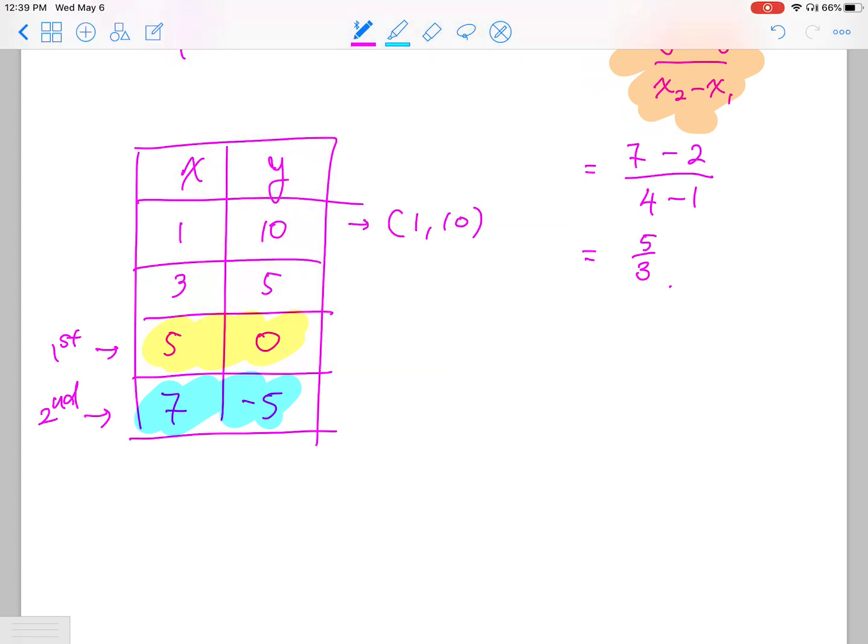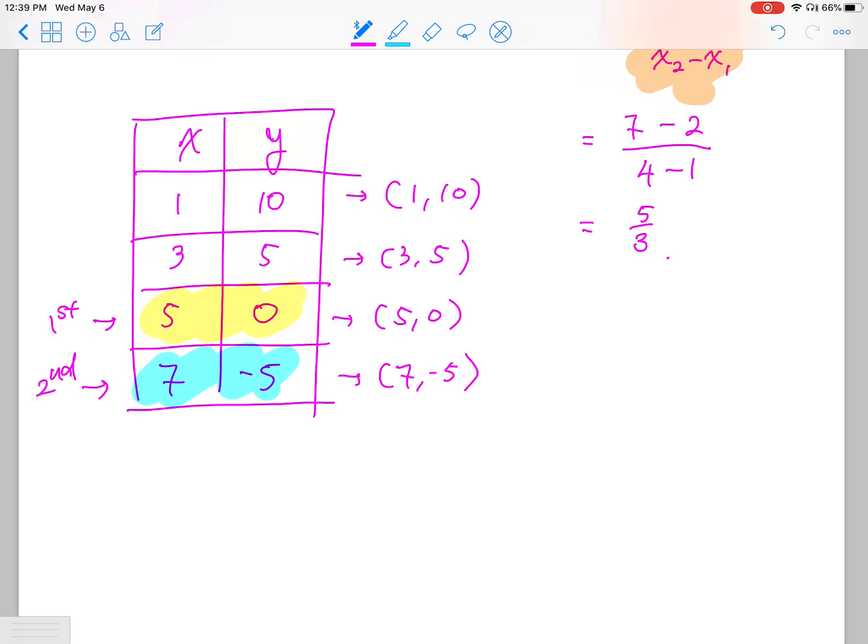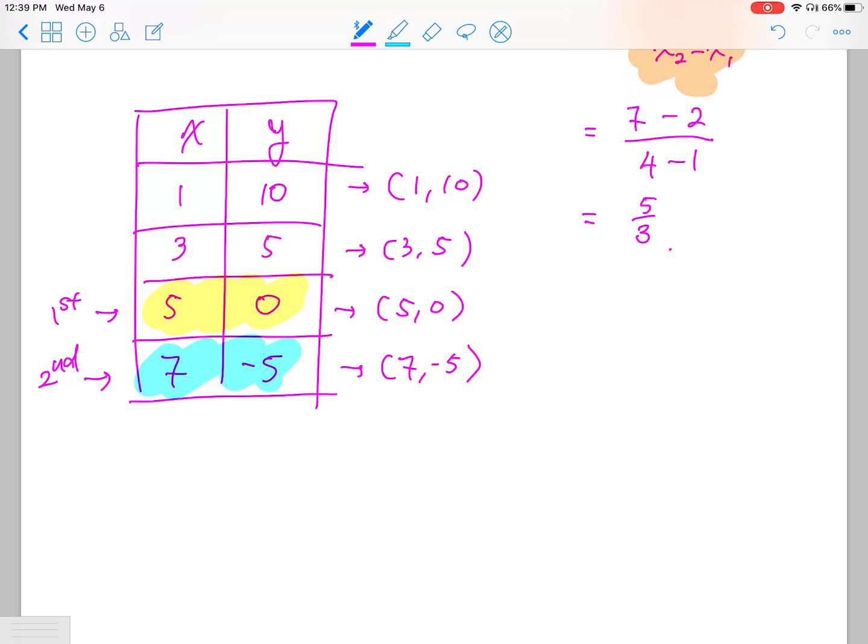This is just 1, 10. This is 3, 5. This is 5, 0. This is 7, negative 5. So remember this, okay? Once you do so, choose which one's first and which one's second, designate which one is the x1, y1, x2, y2, plug that into the formula, and that's all that is. So here I will choose the one that I highlighted. My first point is 5, 0, and my second point is 7, negative 5. The first point is x1 and y1, and the second point is x2 and y2.